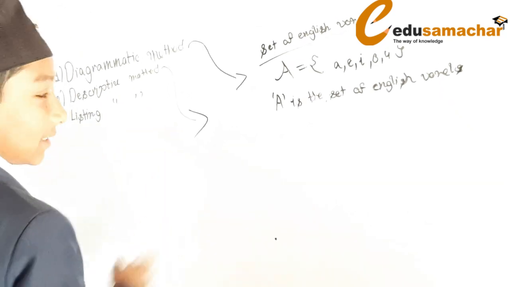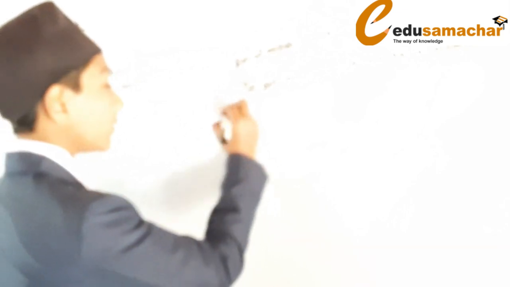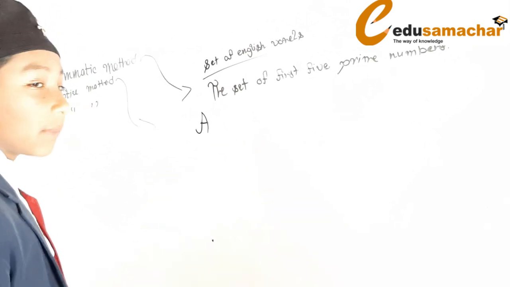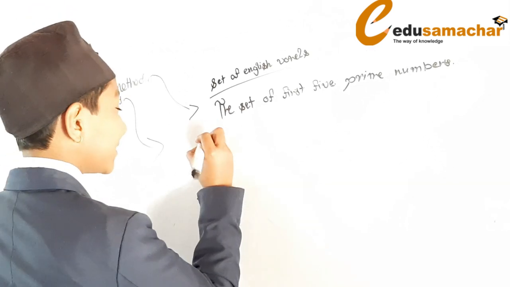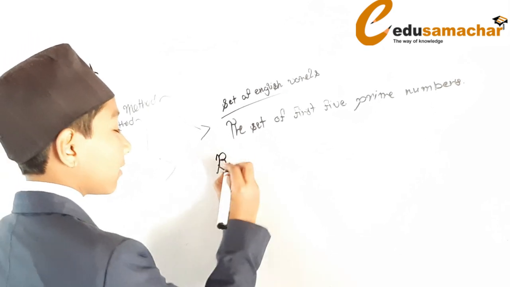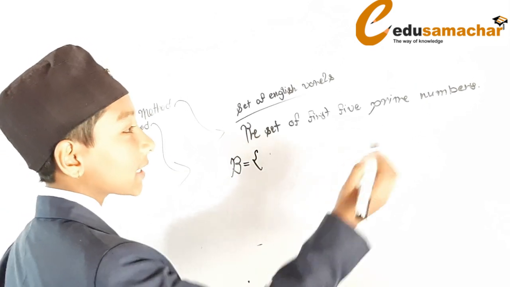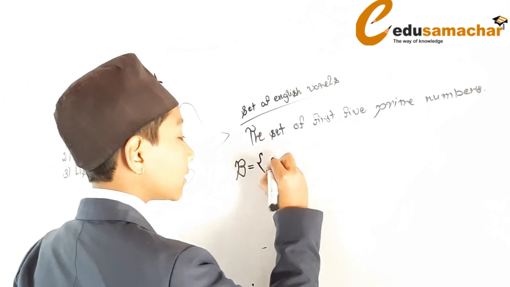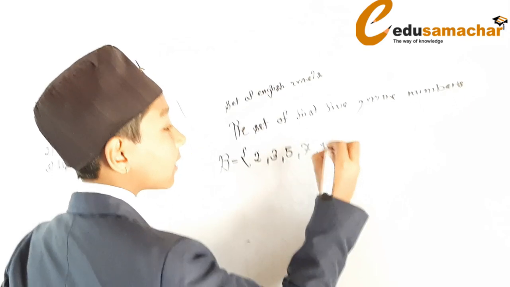Now in the listing method, the question is the set of first five prime numbers. In the listing method, at first you can use any alphabet you like, but it should be in capital letter. I am writing here B. After that capital alphabet, you should put an equals sign and then curly brackets and the set of first five prime numbers. They are 2, 3, 5, 7 and 11.